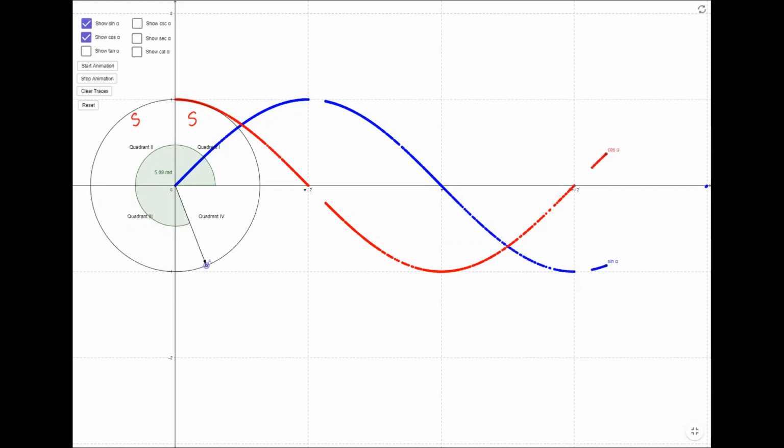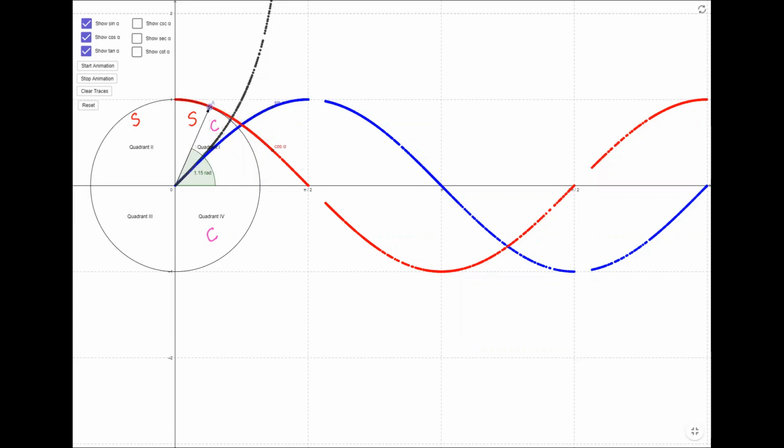But then 270 to 360, all the way up to 2 pi, cosine values are positive. So cosine is positive in the first quadrant, or in the last quadrant, the fourth quadrant here. Now I'm going to turn on the tan graph. There we are. And then I'm going to move the arrow. Let's see what happens to all the tan values.